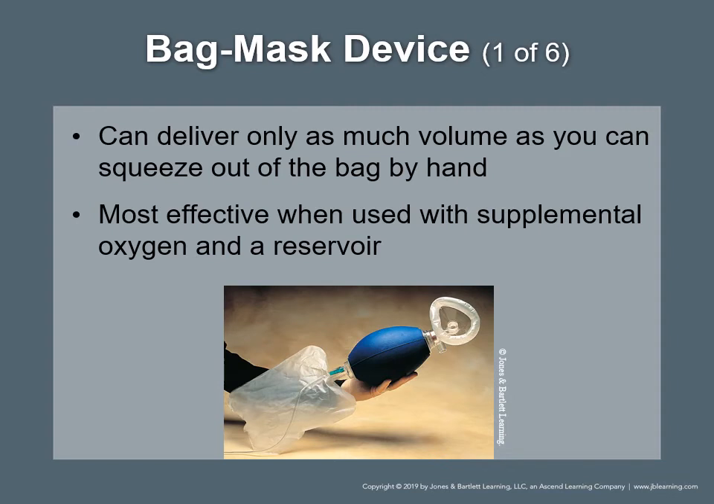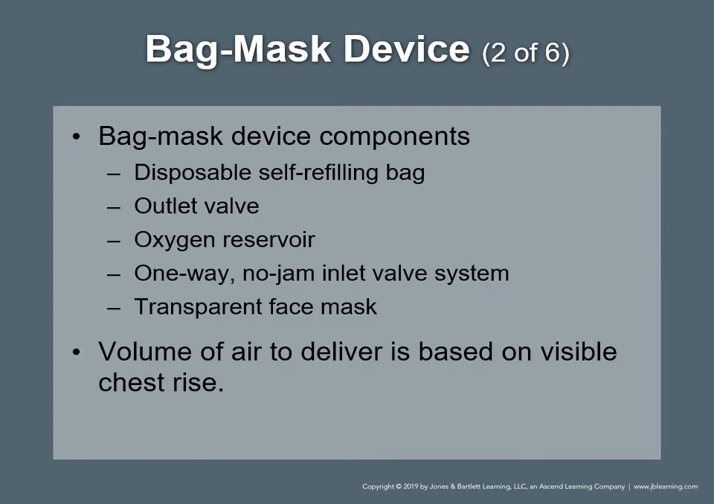If the patient is responsive and breathing inadequately, ventilatory assistance with a bag mask device will be required to maintain adequate minute volume. Bag mask device components. All adult bag mask devices should have a disposable self-refilling bag, no pop-off valve, or if one is present, the capability of disabling the pop-off valve, an outlet valve that is a true valve for normal breathing, an oxygen reservoir that permits delivery of a high concentration of oxygen, a one-way no-jam inlet valve system, a transparent face mask, and the ability to perform under extreme environmental conditions.